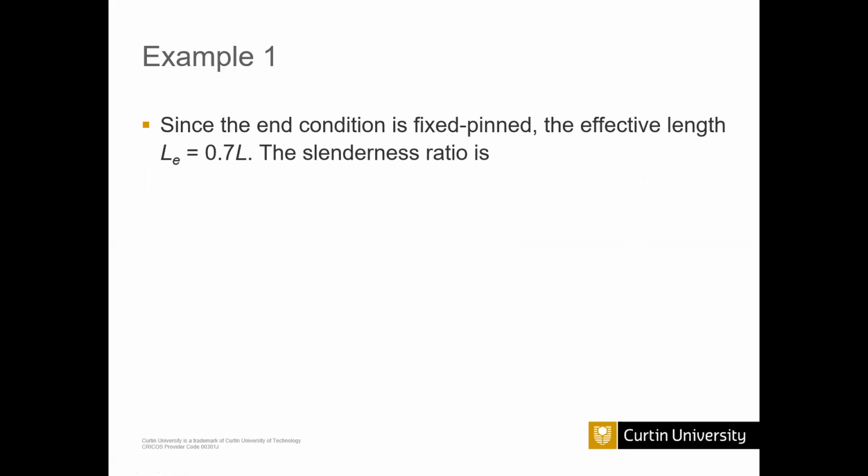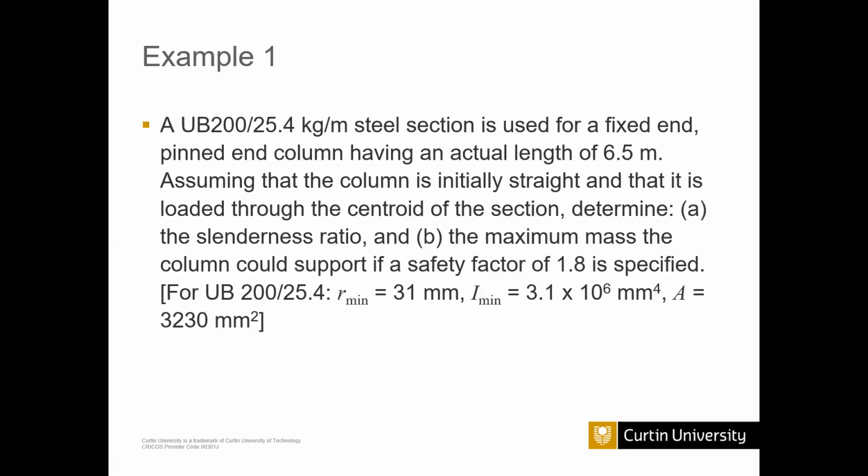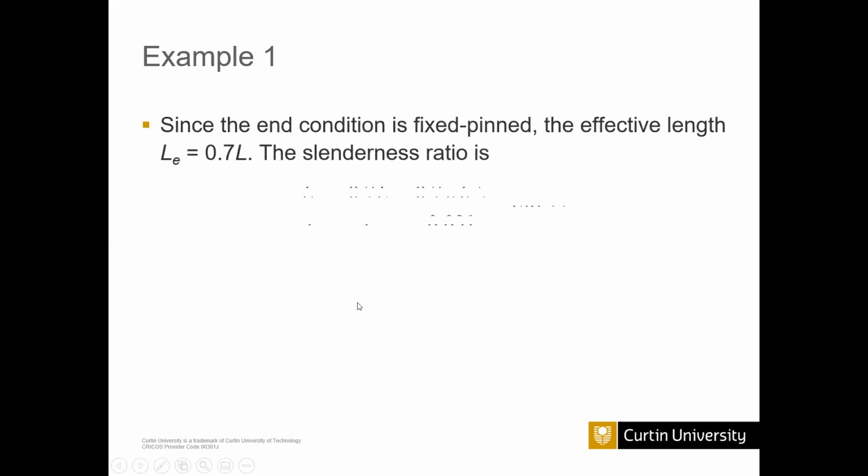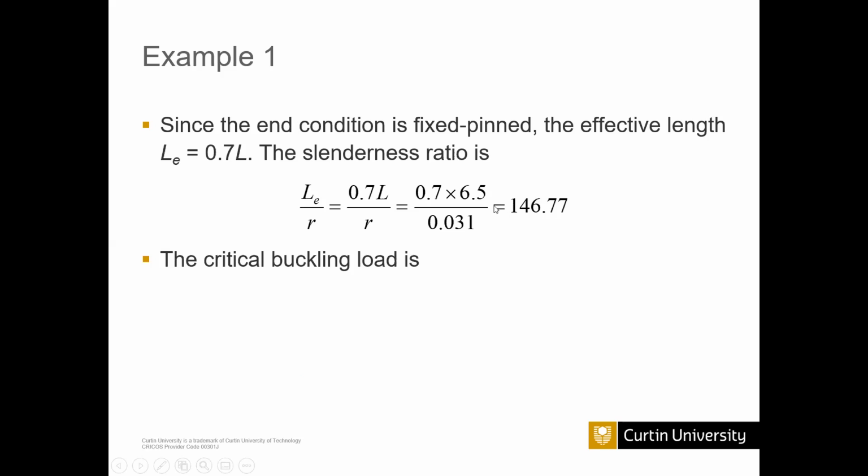If they provide other values, 0.6 or 0.5, that means different. Normally it will be higher than 0.5; 0.6, 0.8, 0.9 can be. So 0.7 L we will use, as I told you. For the slenderness ratio, first you need to find the LE, then 0.7 times the actual length, 6.5. Then find the R minimum they provide you. In this question, you don't need to find the radius of gyration, it is provided. So then you can find the slenderness ratio.